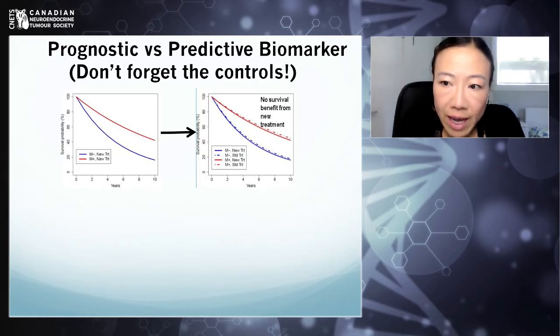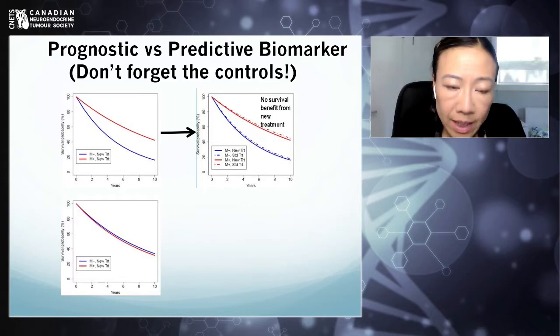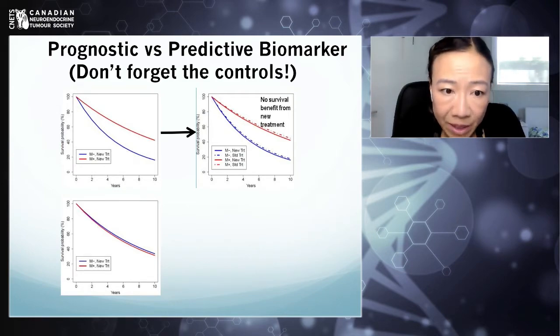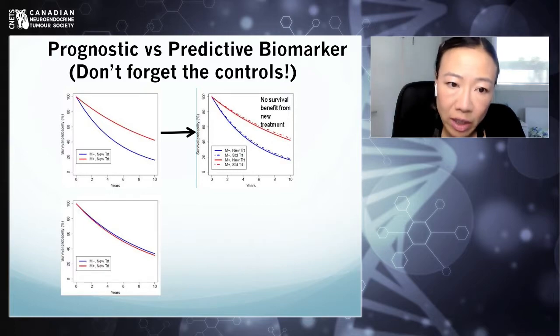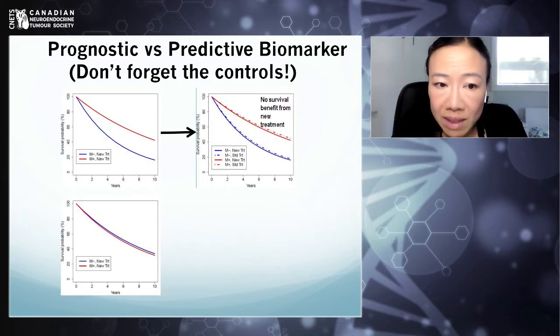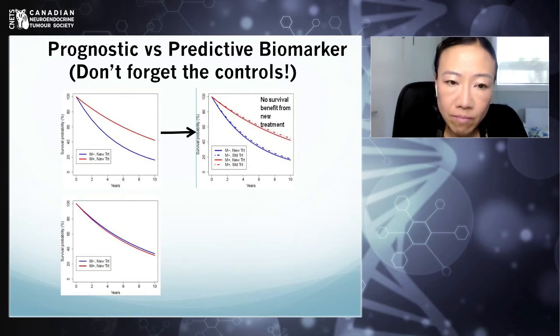Conversely, let's look at another example. This is again a phase 2 trial. Everybody gets the treatment. When we look at the biomarker positive and biomarker negative patients, initially you will get disappointed because you see the lines completely overlapping each other. So there's no difference when they're receiving this new treatment. People get disappointed. But again, you forget the control.